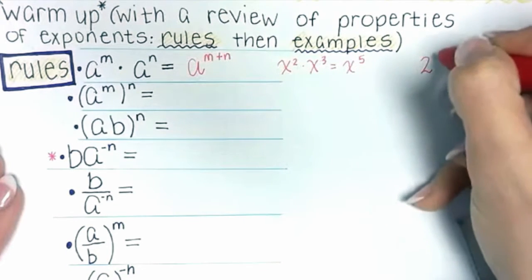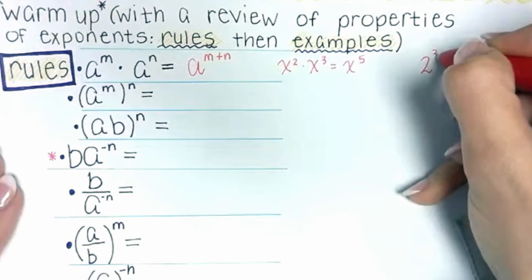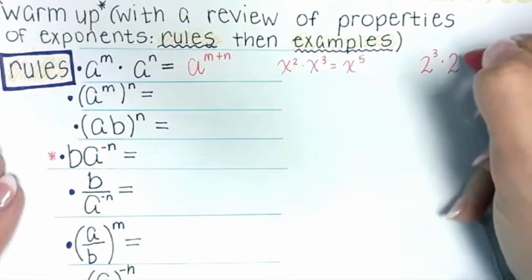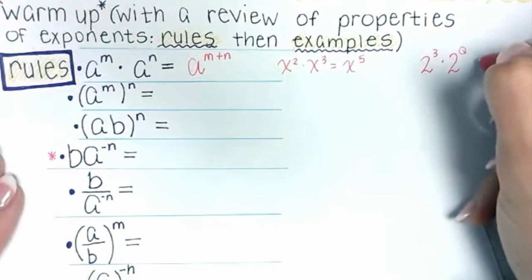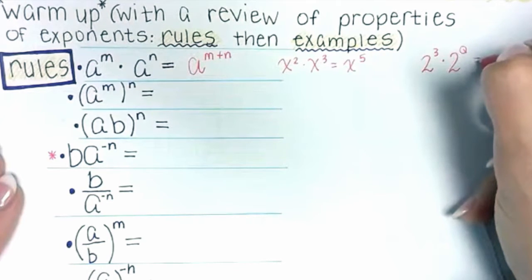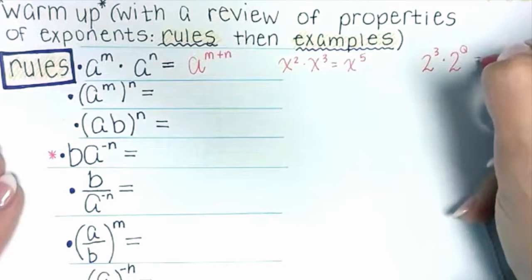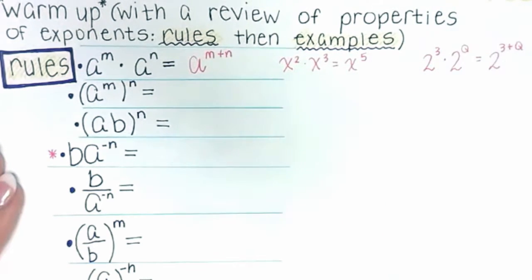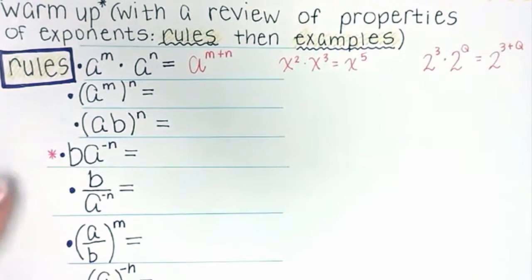Our base doesn't need to be a variable though, it could be a constant value like 2. 2 to the third times 2 to the q. Most people want that to be 2 to the 3q power because they just want to stick 3 and q together since one is a constant and one is a variable. But you still need to add because that's what the rule says. And 3 plus q are not like terms, so you just have 3 plus q as your exponent. That's all you can do.